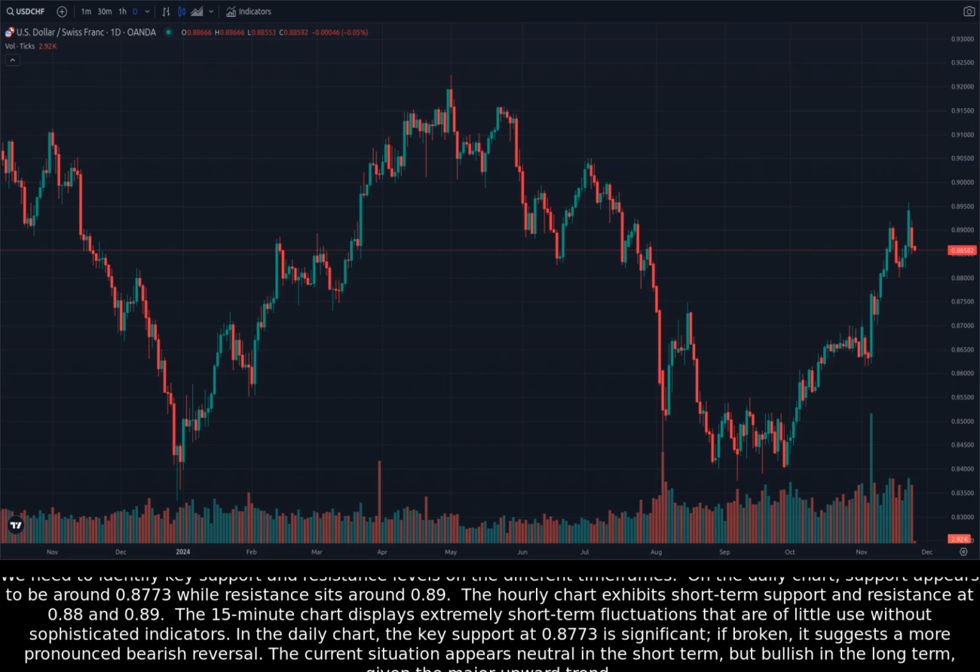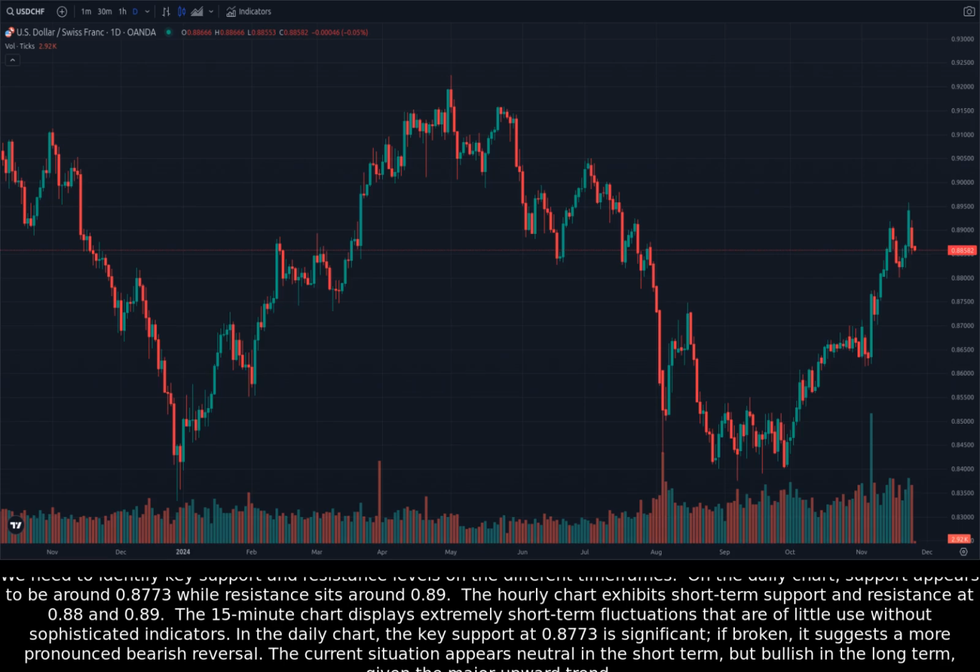We need to identify key support and resistance levels on the different timeframes. On the daily chart, support appears to be around 0.8773 while resistance sits around 0.89. The hourly chart exhibits short-term support and resistance at 0.88 and 0.89. The 15-minute chart displays extremely short-term fluctuations that are of little use without sophisticated indicators.